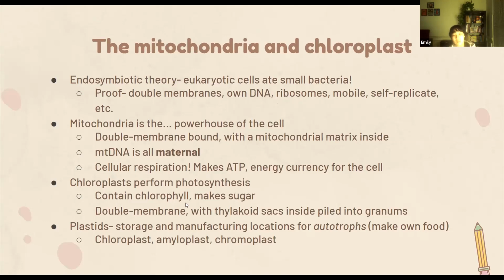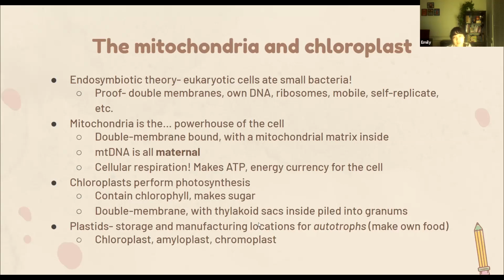Another kind of organelle that's part of the endosymbiotic theory is plastids in general. That's basically a fancy name for any double membrane organelle that has things that help certain organisms make their own food. That can be pigment. The chloroplast is a plastid, the amyloplast stores starch, and the chromoplast stores yellow pigment.